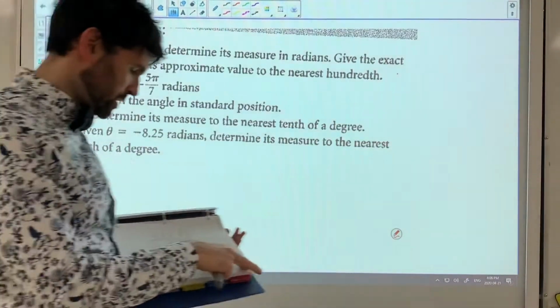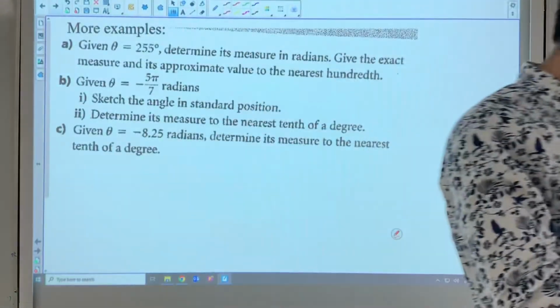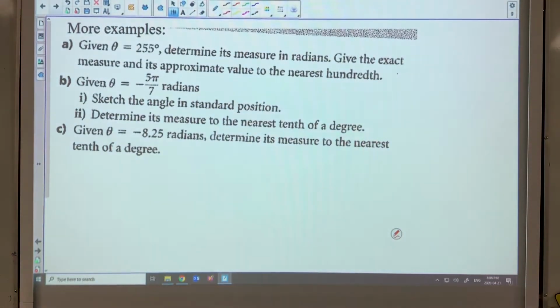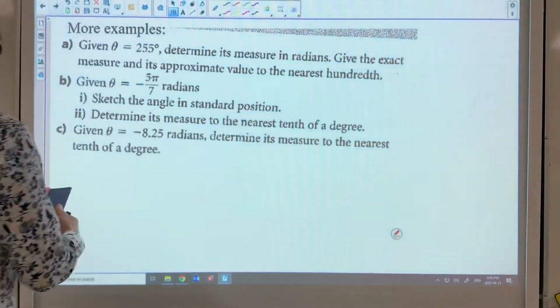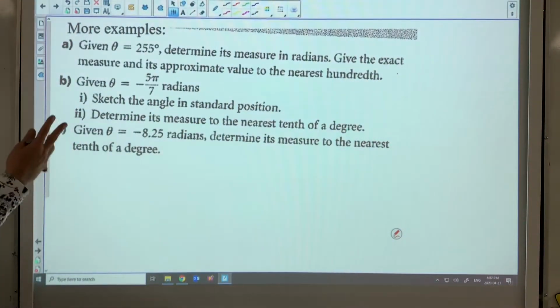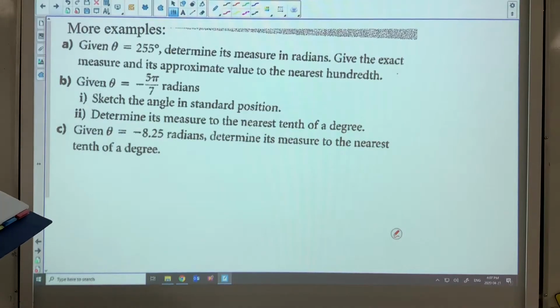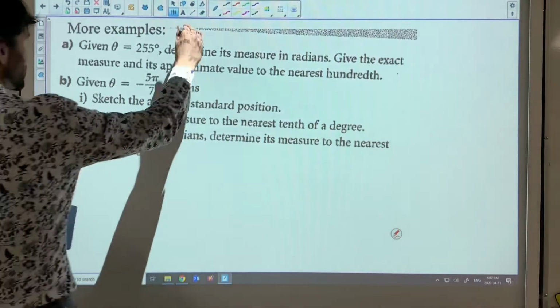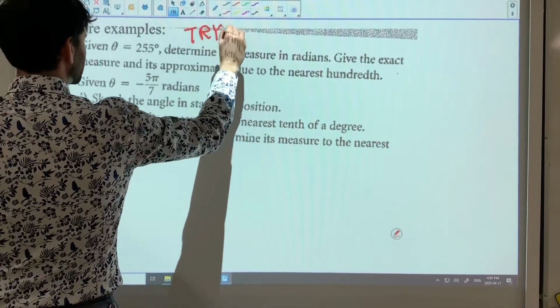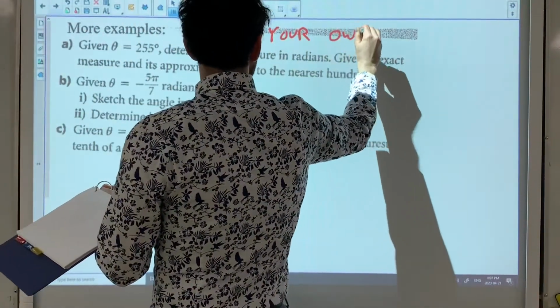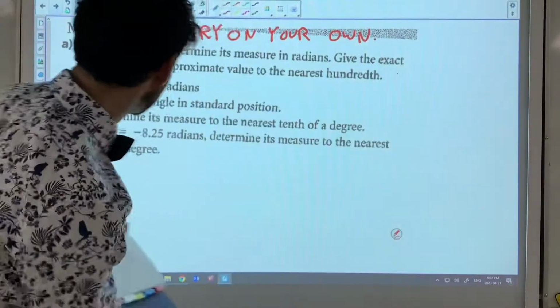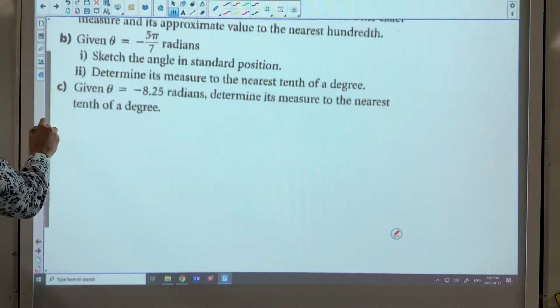Let's do a couple more examples here. I don't know if we need to do all of these examples, but these are all going to be try-it-yourselves. They're very similar to the ones that we just did, so try it on your own. I will give you some answers. Pause the video at this point, try them out, and I'll write the answers out here.